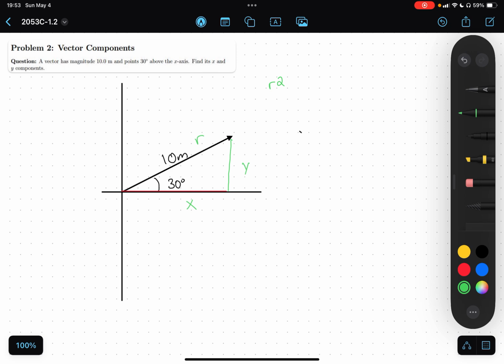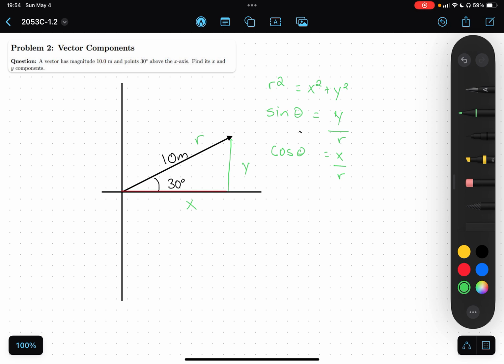We know r squared equals x squared plus y squared. That's Pythagorean theorem. And then we know the ratio of sides. So we know the sine of the angle of this triangle is going to be equal to the opposite, which is y, over the hypotenuse, which is r. And the cosine of that angle will be equal to the adjacent, which is x, over the hypotenuse, which is r.